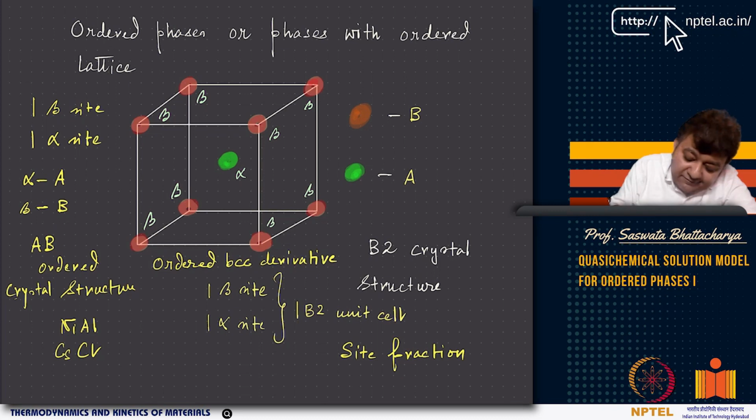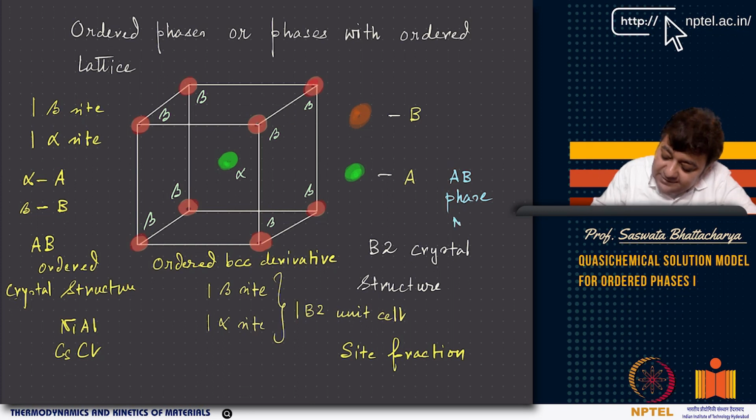So basically, you have one alpha site and one beta site, and alpha is occupied by A and beta is occupied by B. So you get an AB phase; the phase has the formula AB. An example is NiAl, and this structure is called the B2 structure, which is a BCC derivative.